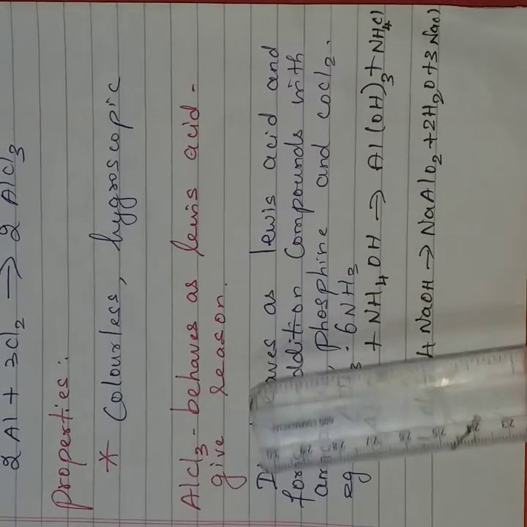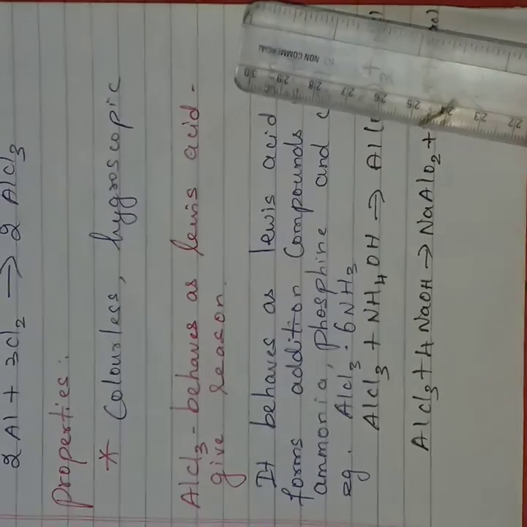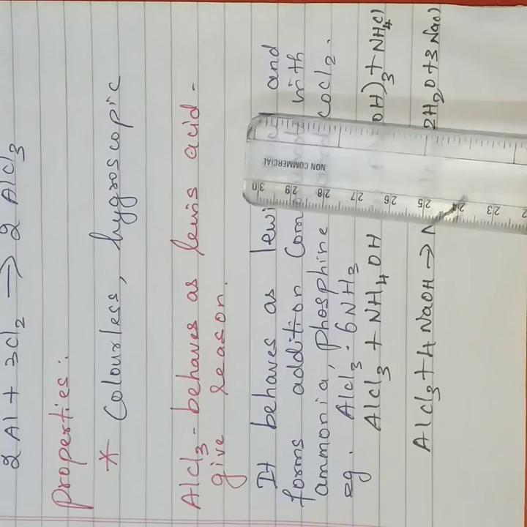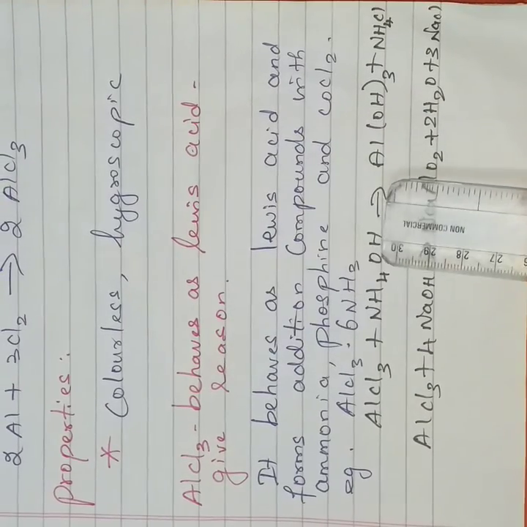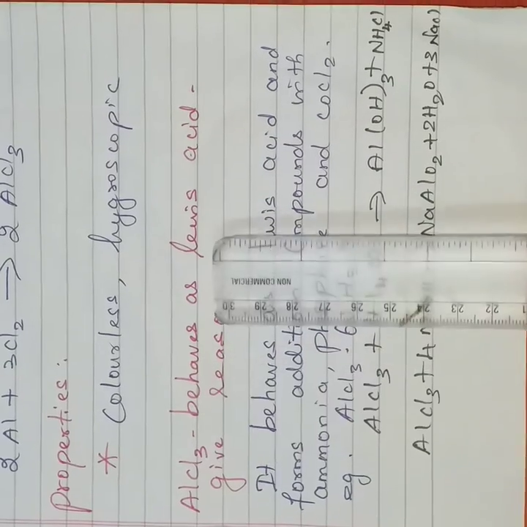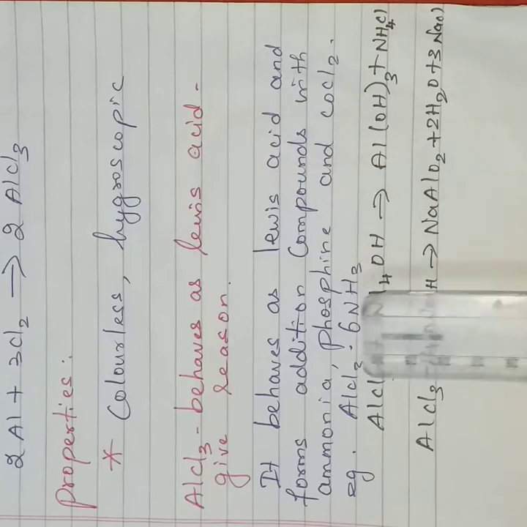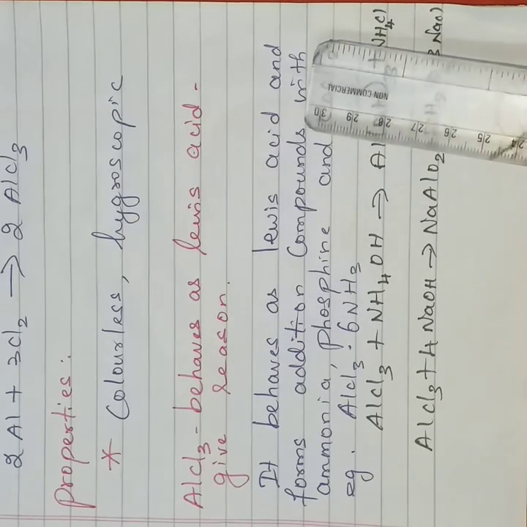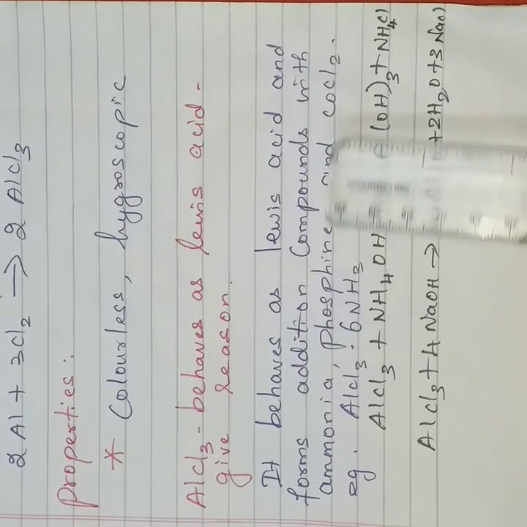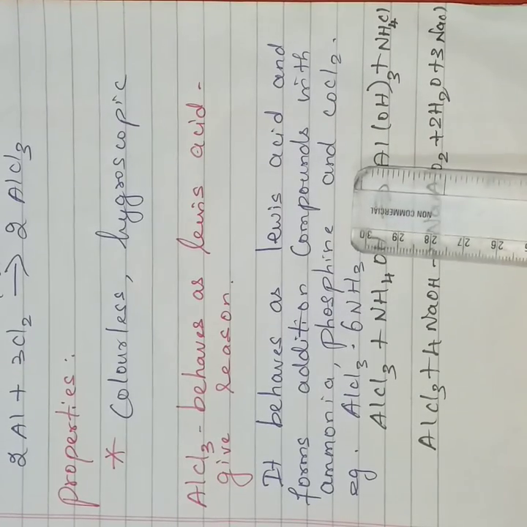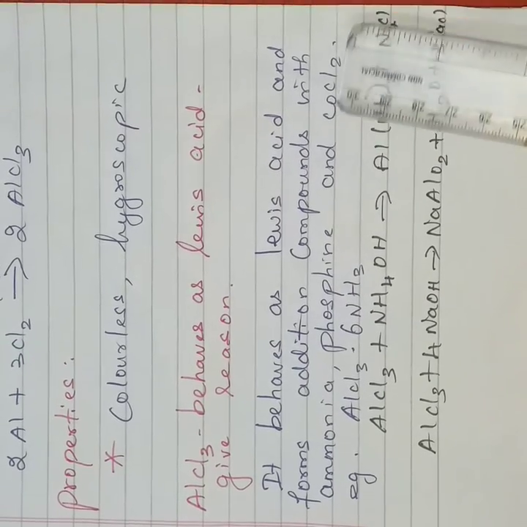Then aluminium chloride behaves as a Lewis acid. Give reason. It's a very important question. So this is the question, and the answer is given here. Aluminium chloride behaves as a Lewis acid. Substantiate with any reason. So the answer is, it behaves as a Lewis acid since it forms addition compounds with ammonia, phosphine, and carbonyl chloride.